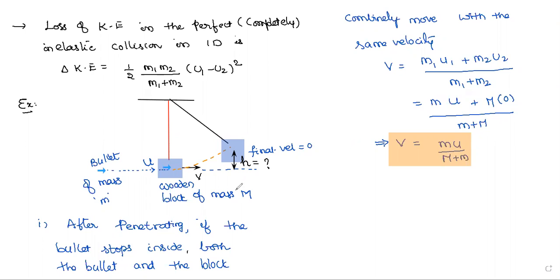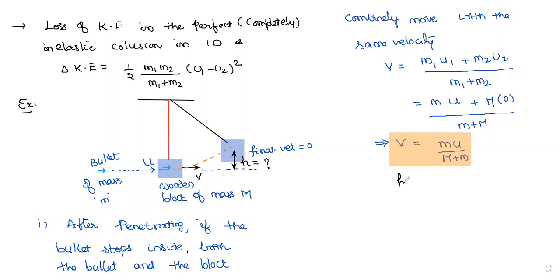Since both are moving combinedly, here it starts with a velocity v and raises to a height h. So it appears like a body thrown vertically upwards. So indirectly you are asking what is the maximum height attained.